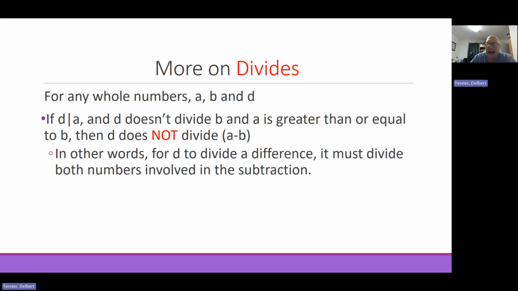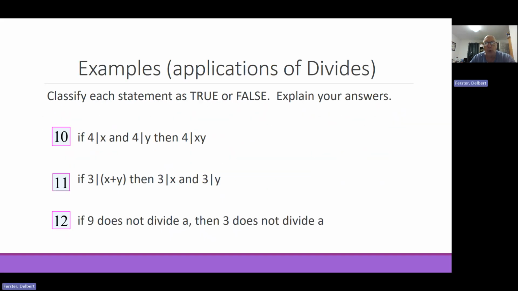For any whole numbers A, B, and D, D divides A, D doesn't divide B, and A is greater than or equal to B. Again, this is just to keep the negatives out of our way. Then D will not divide the difference of A and B. All right, so in other words, if D is going to divide a difference, it has to divide the individual numbers that are involved in the subtraction. All right, some more examples for us.